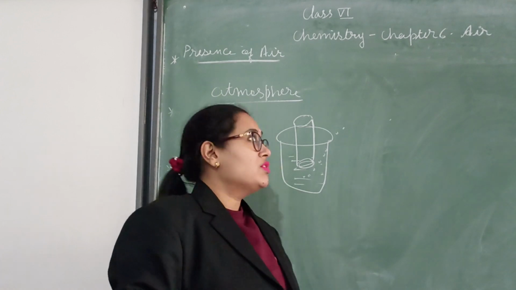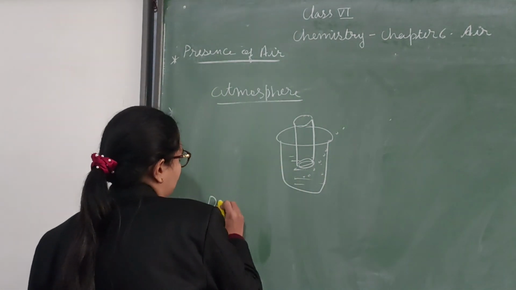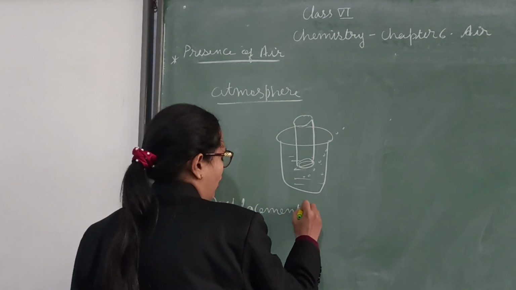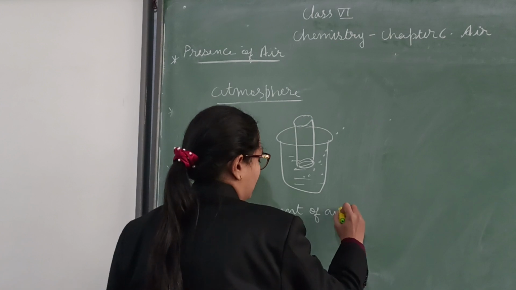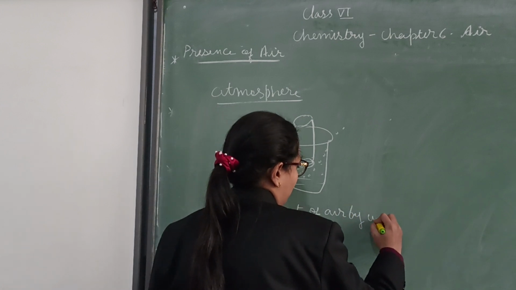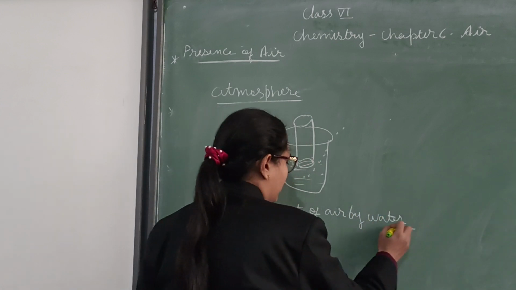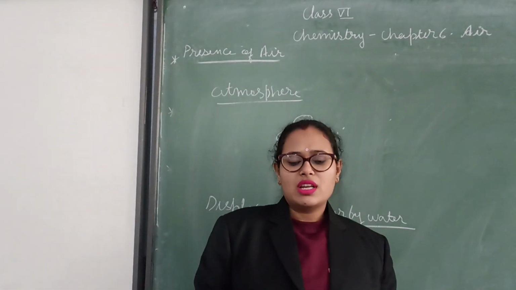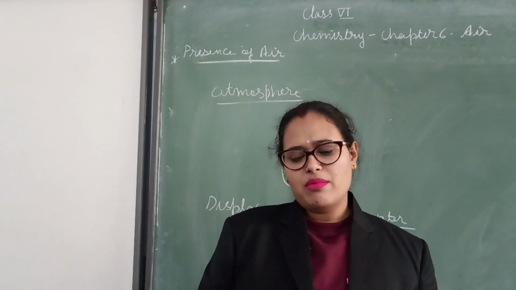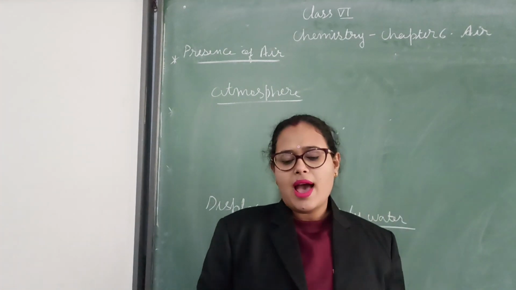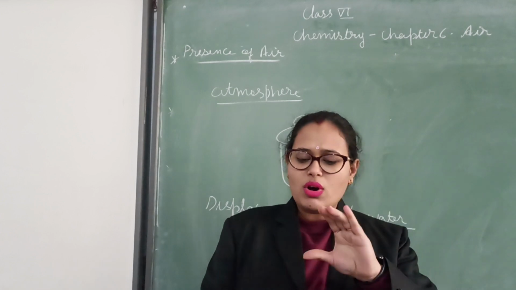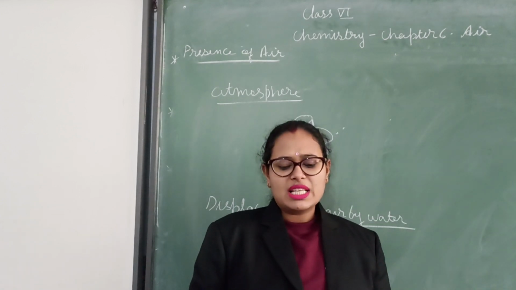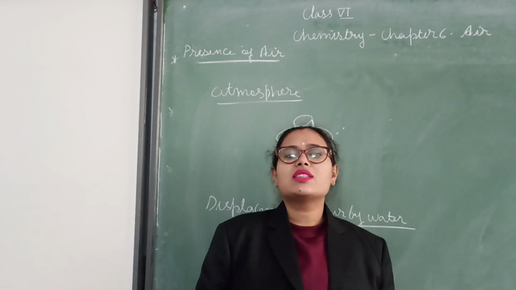So the next topic which we will study is displacement of air by water. Since water is heavier than air, it goes to the bottom when poured in a tumbler, and a volume of air equal to that of water comes out of the tumbler. So we can say that water has displaced air.